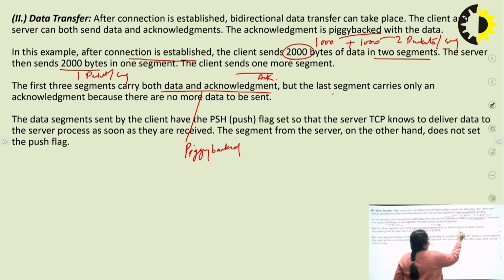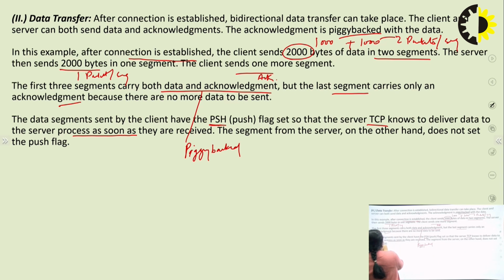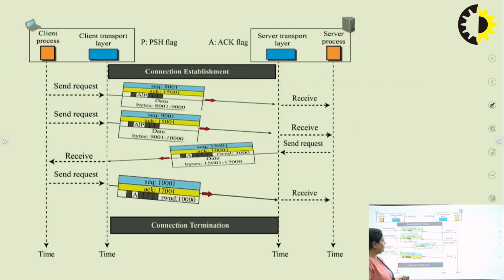While the last segment carries only an acknowledgement because there is no more data to be sent. Data sent by the client has the push (PSH) flag set so that TCP knows to deliver the data to the server process as soon as it is received, while the segment from the server does not set the push flag because it does not want to send data, it only sends the acknowledgement. So the data transfer process can be understood by this diagram.